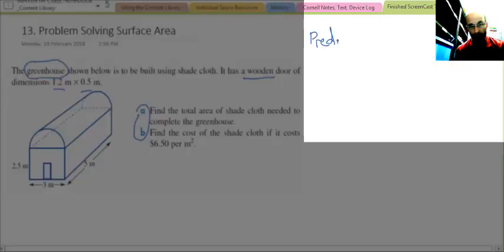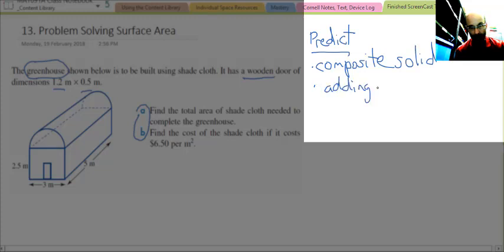So our steps are predict, clarify, solve, reflect. Well, what are we going to do? We've got a composite shape. So composite solid or composite shape, and that means it has more than one solid, and we're going to be adding or taking areas to get the total surface area of different shapes.